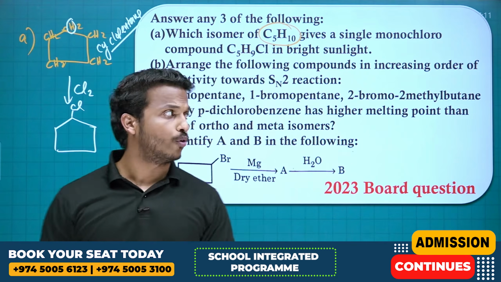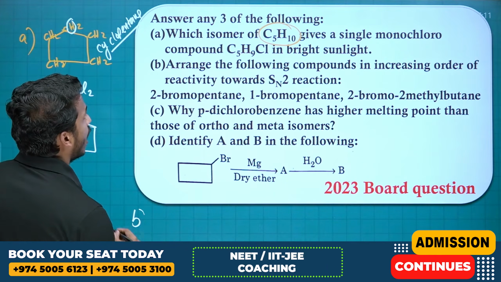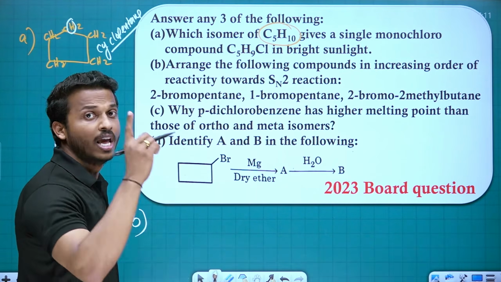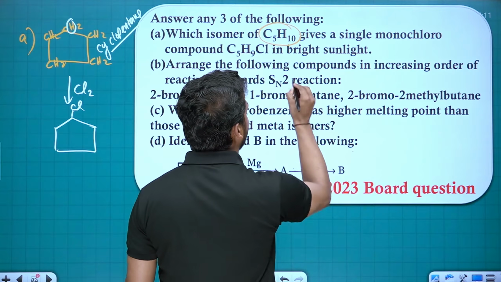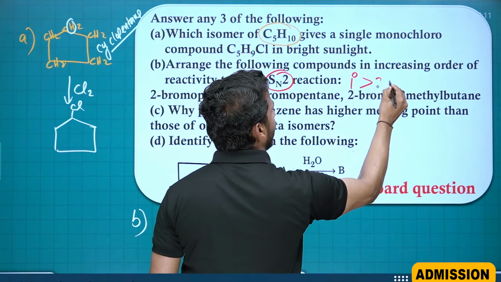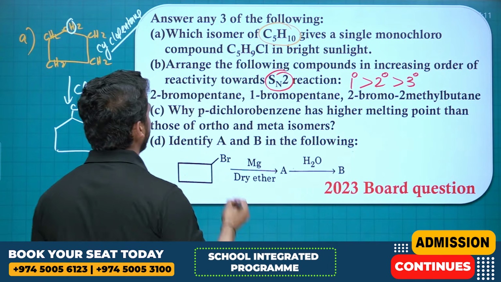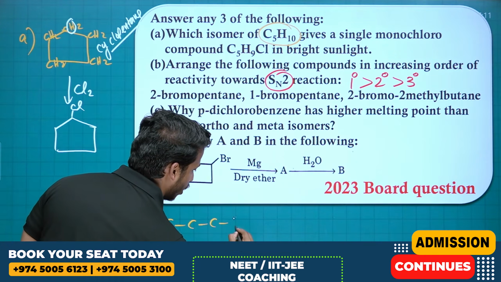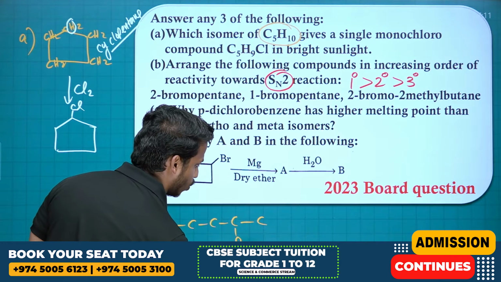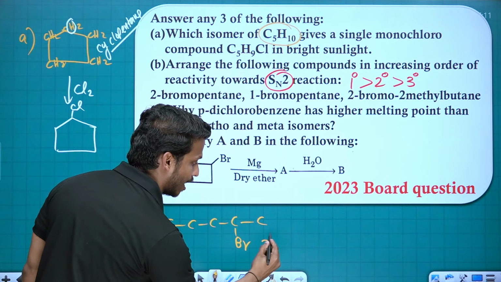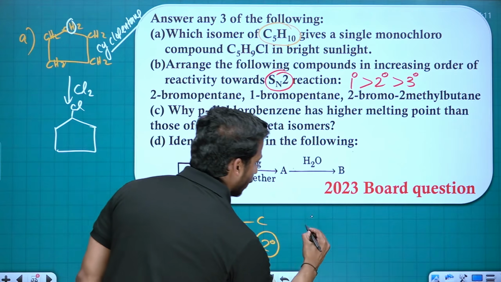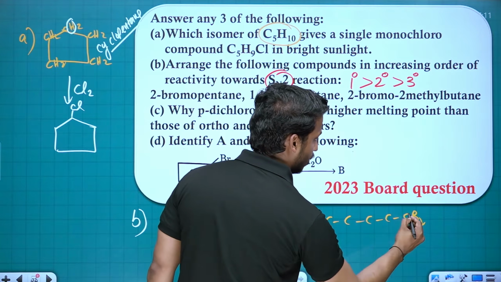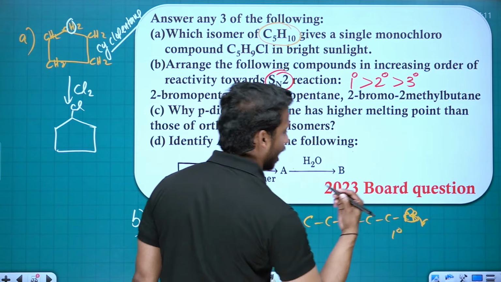Second question, let's go for the B question. Arrange the following compounds in increasing order of their reactivity toward SN2 reaction. What is the order of SN2 reaction, my dear? Primary greater than secondary greater than tertiary. So 2-bromopentane, let me draw the structure. You know it is a secondary haloalkane. And 1-bromopentane, with carbons 1, 2, 3, 4, 5, is a primary haloalkane.